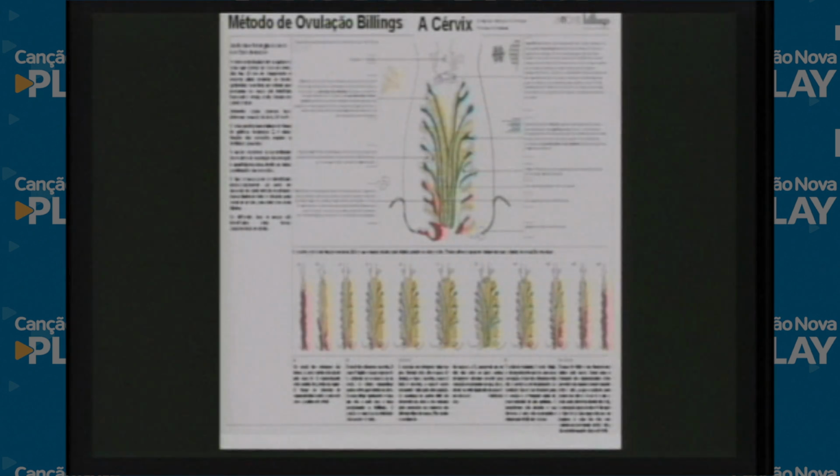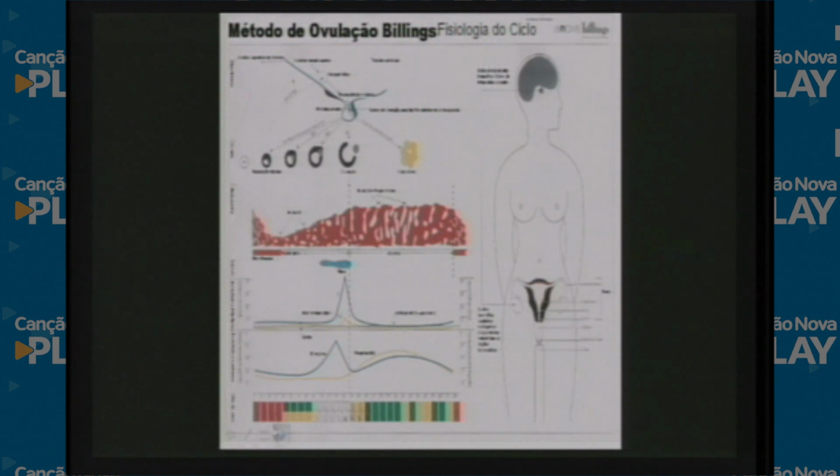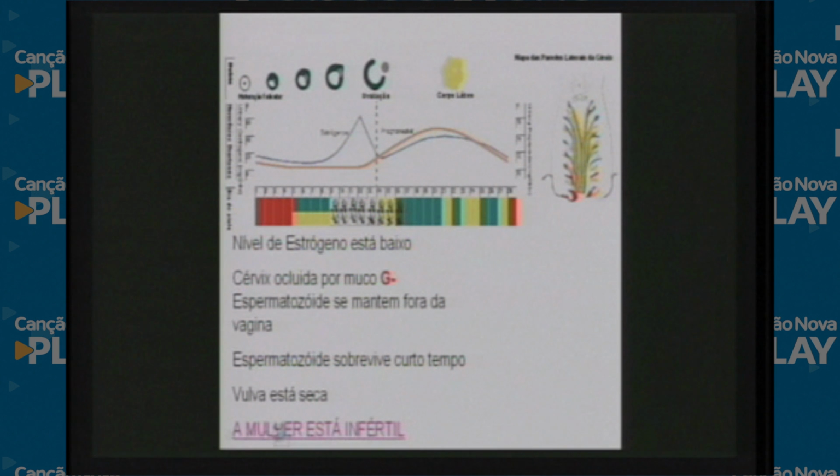When we have a look at the woman's cycle, we're going to be looking at what's happening day by day, all during the different phases. Over the time of the BIP, estrogen level is low. The cervix is occluded by the G mucus.